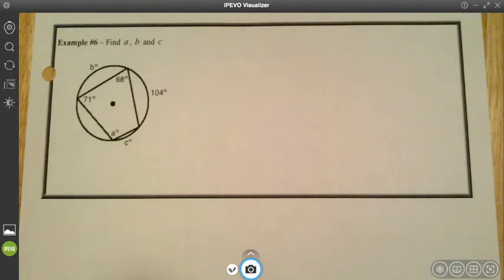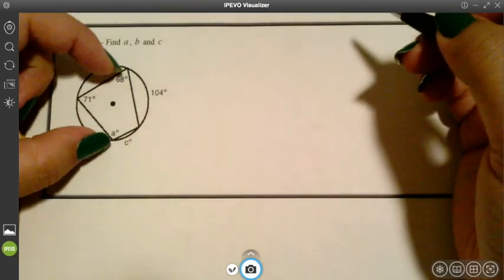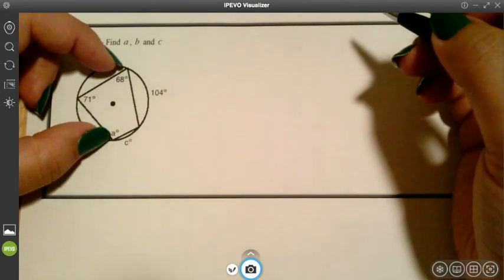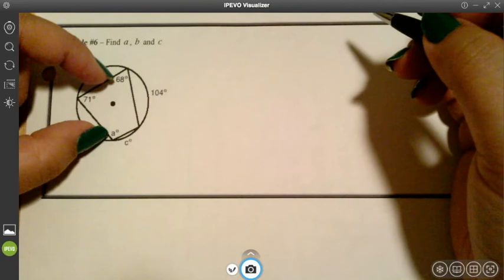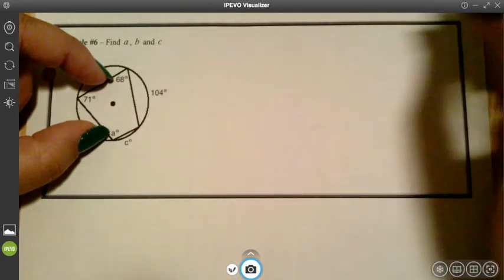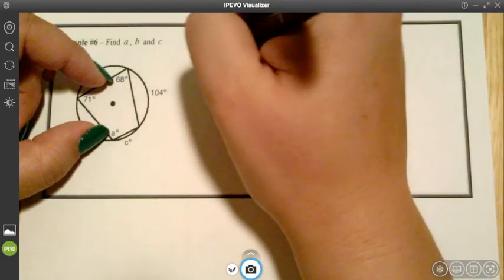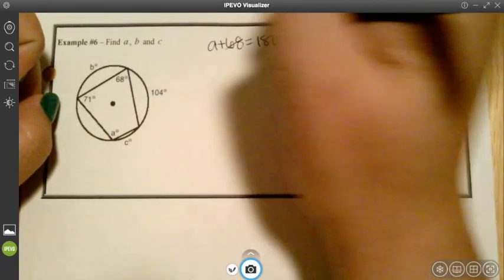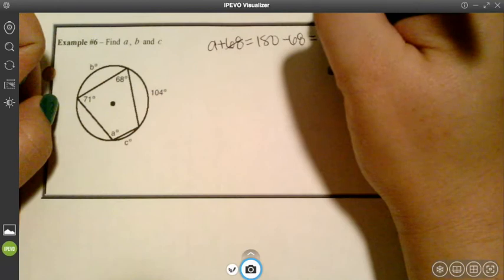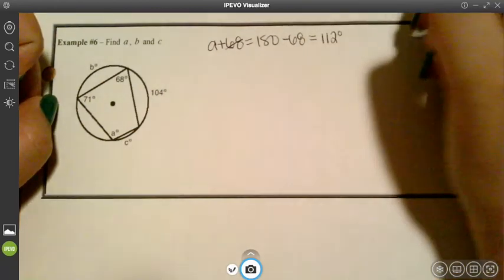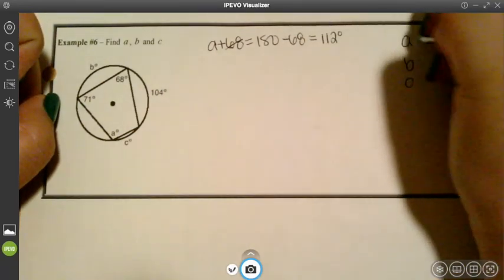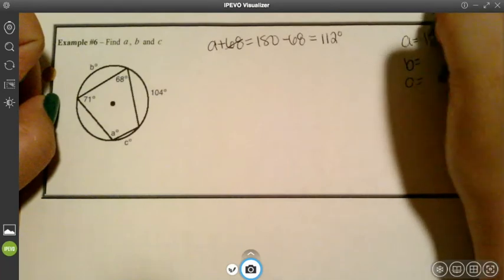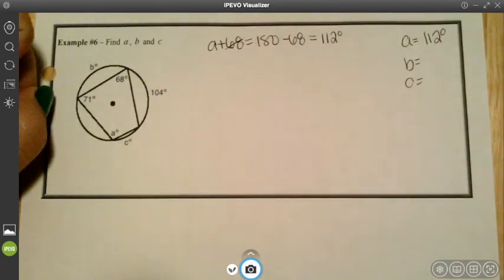So just like the last one, I'm going to start by finding the interior angles here. So I know that A and 68 need to be supplementary. A plus 68 equals 180, minus 68 equals 112 degrees. A, B, and C are what I'm looking for. A is 112 degrees.